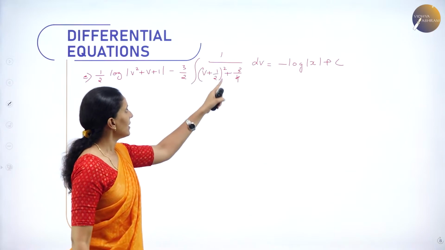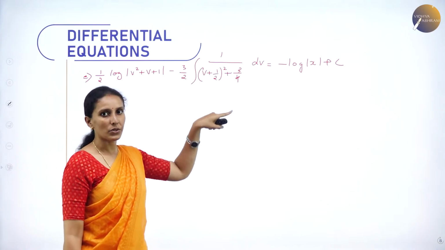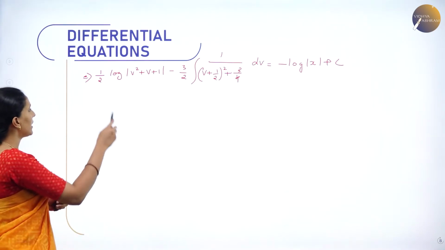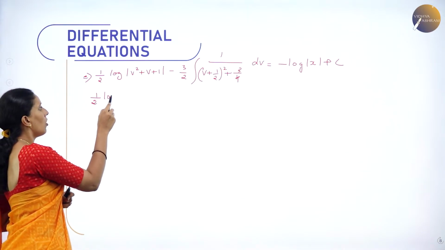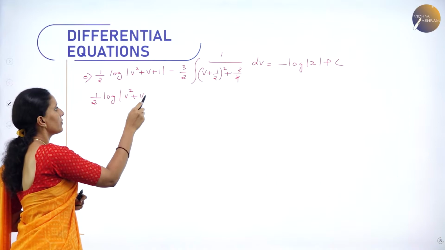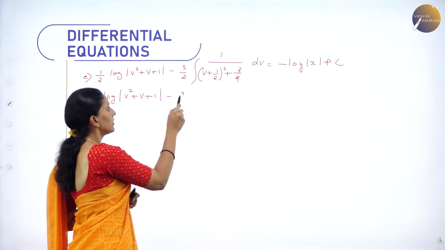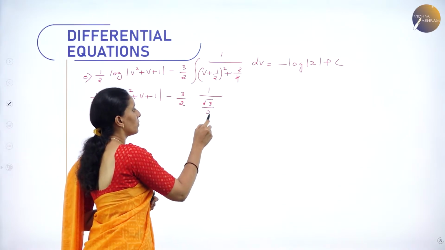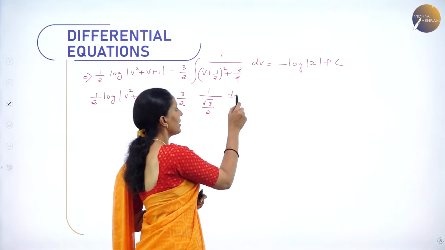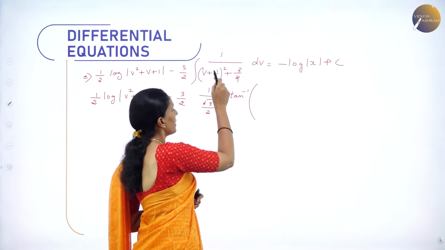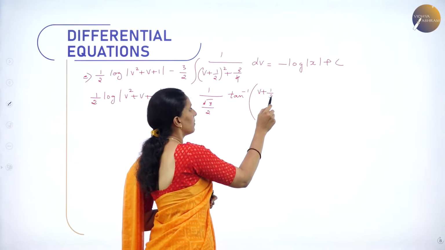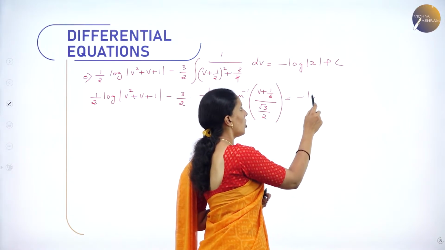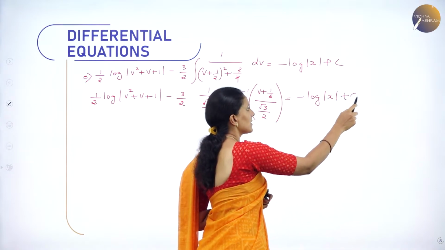So now the second integral is in the form of x square plus a square. So the integral of 1 by x square plus a square is nothing but 1 by a tan inverse x by a. So now using that relation, here we can write half log v square plus v plus 1 minus 3 by 2 into 1 by a. A is here root 3 by 2. And here we have tan inverse x, where x is v plus half here, by a. By a is again root 3 by 2. And on the right hand side we get log of mod x plus c.